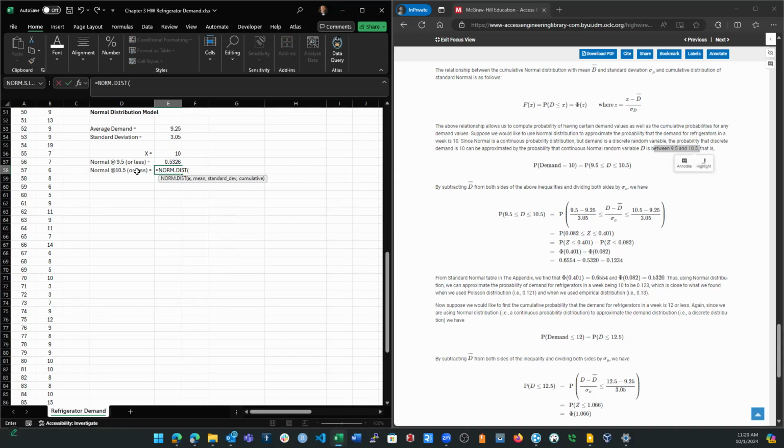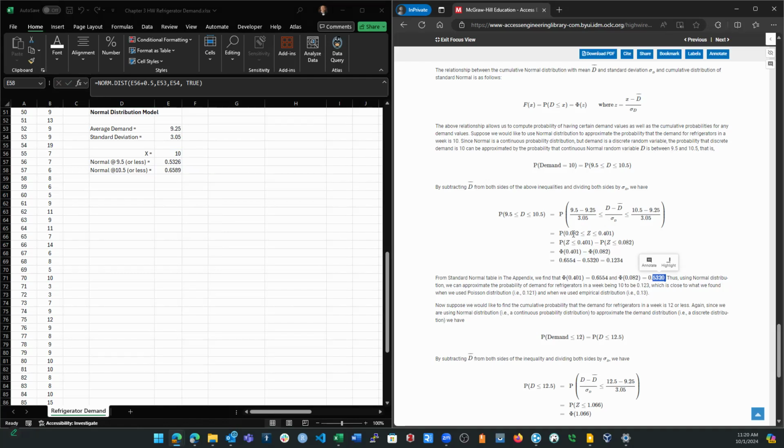Let's do our normal distribution. Our x here is going to be the 10, but in this case we'll do plus 0.5. We have a mean of 9.25, a standard deviation of 3.05, and then we have a cumulative distribution is what we're looking for. And we have a 0.658. And notice that the numbers here are a little bit off from the book, a 0.6554 and a 0.5320. This is due in part, or all of it, because of rounding.